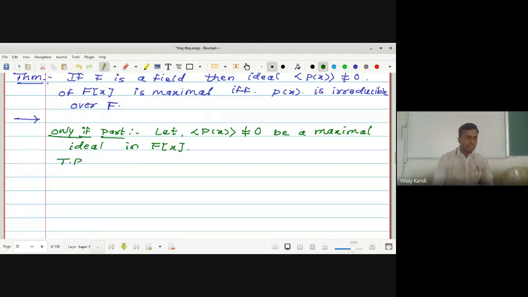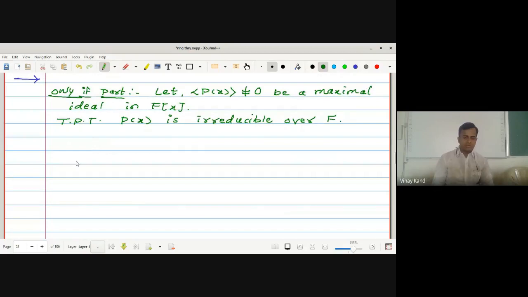Okay, and to prove that P of X is irreducible over F. Okay, that polynomial P of X is irreducible over F. Any doubt up to here? No, sir. Okay, so let, if possible, assume the contradiction.